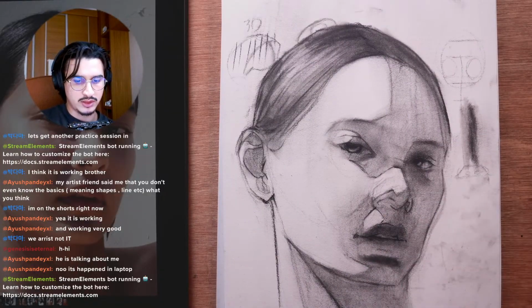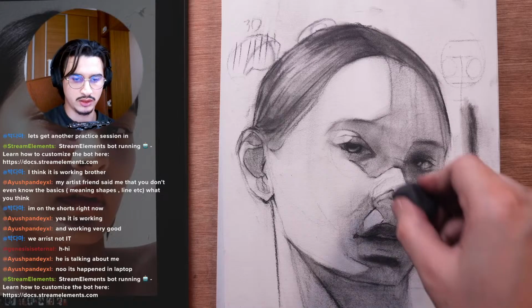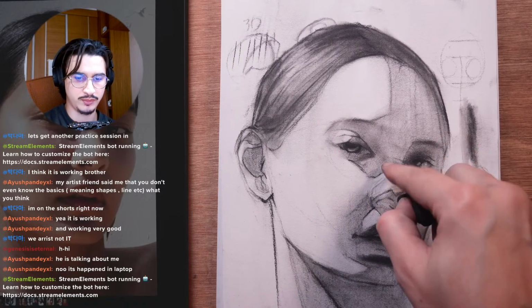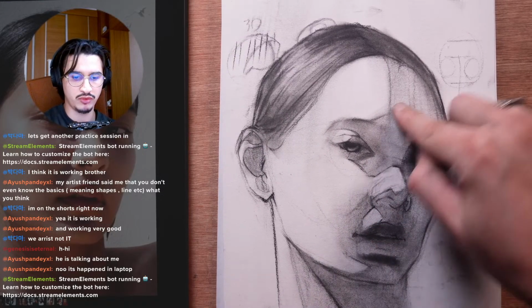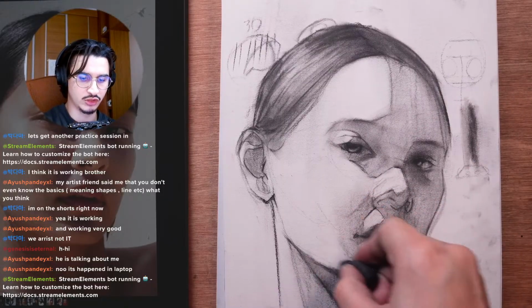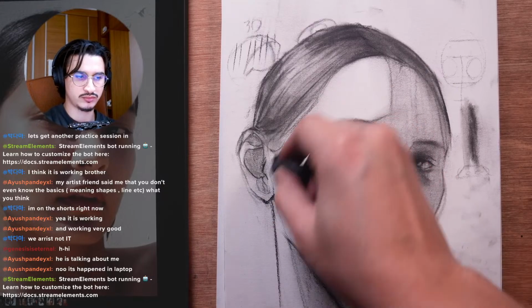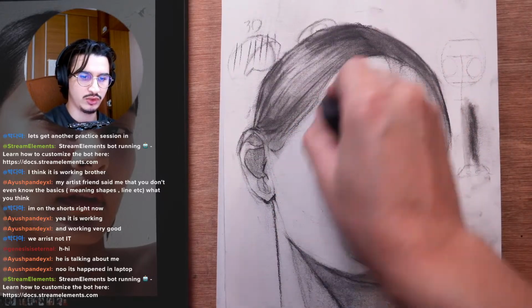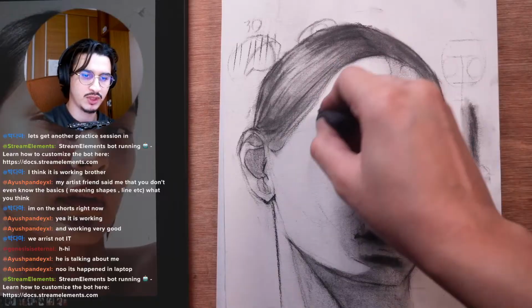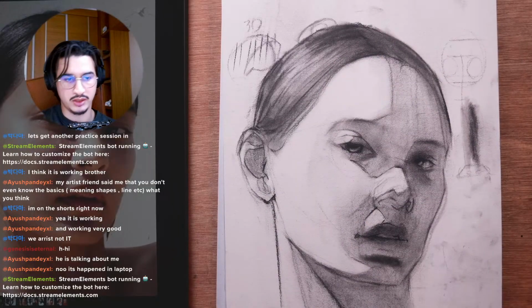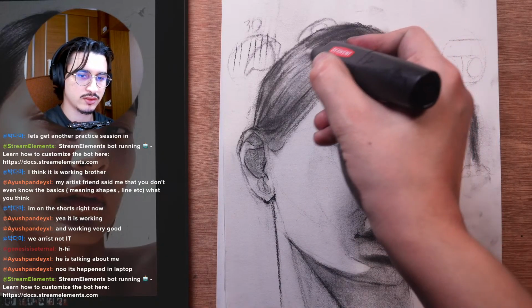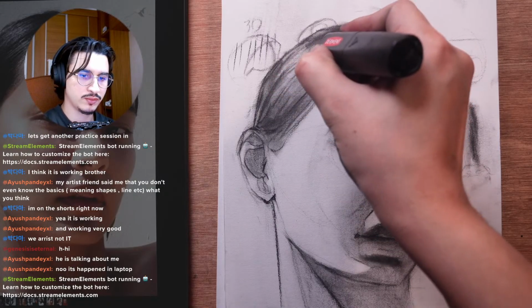Well, I think I will just leave it here and end the stream with this awful drawing. And this will be the last time picking a reference like this with this hard angle.